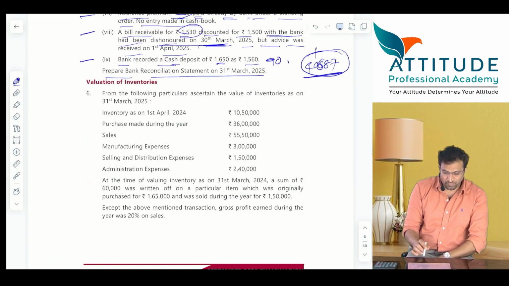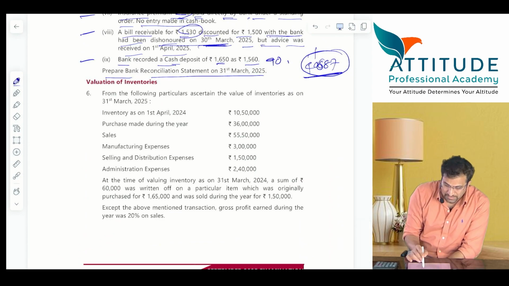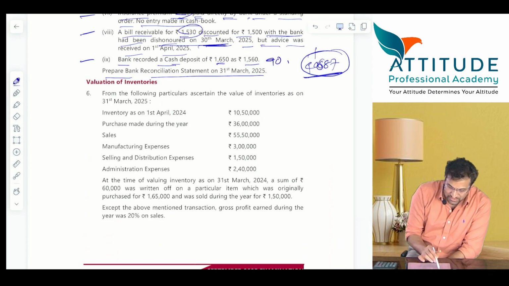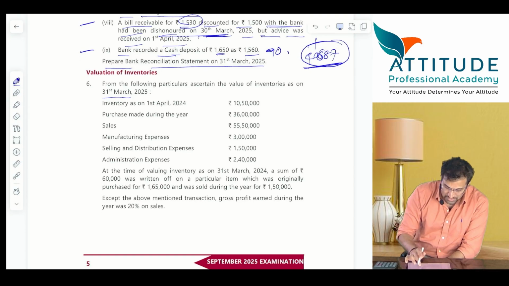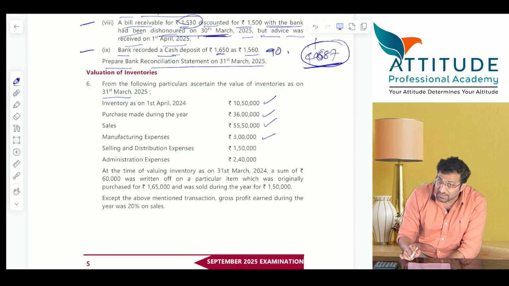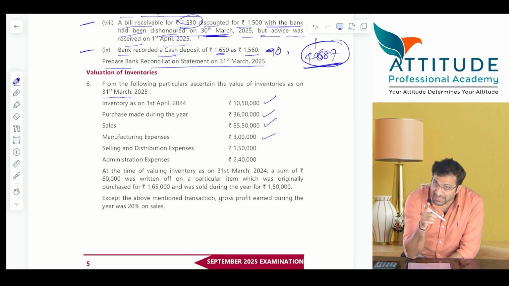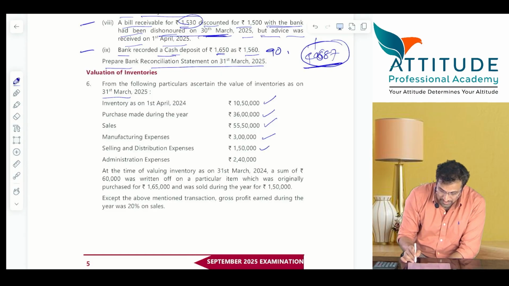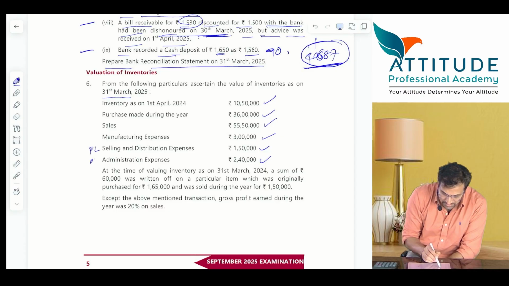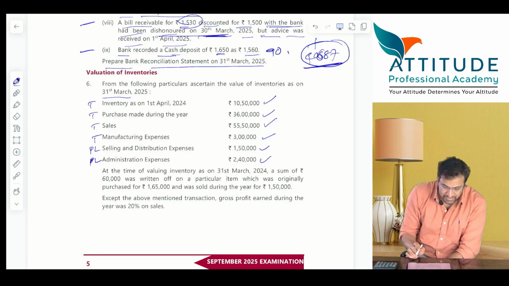From the following particulars, ascertain the value of inventories as on 31st March. They are asking you to find out the closing stock as on 31st March. Opening stock given, purchases given, sales given, manufacturing expenses given. Manufacturing expenses are direct expenses. They will come in trading account. Selling and distribution will come in P&L. Administration will come in what? P&L. So this is P&L item. This is P&L item. This is trading. T means trading. दो P&L item है.